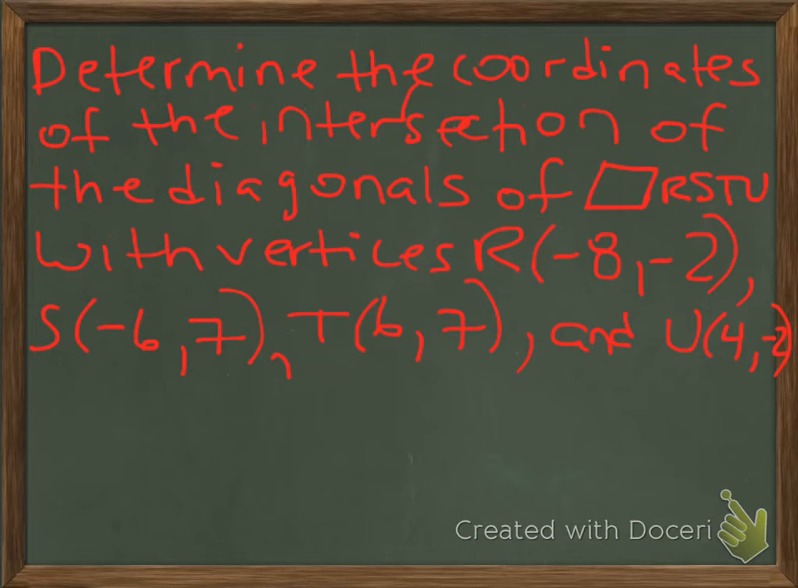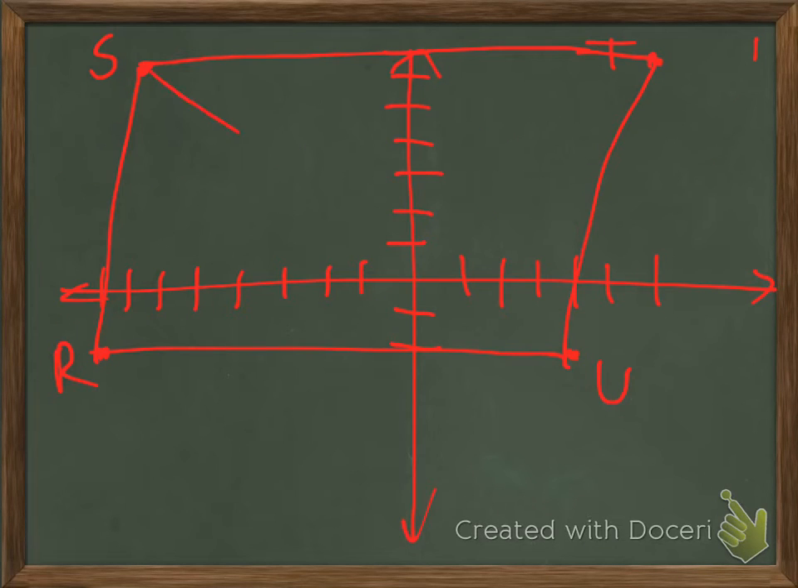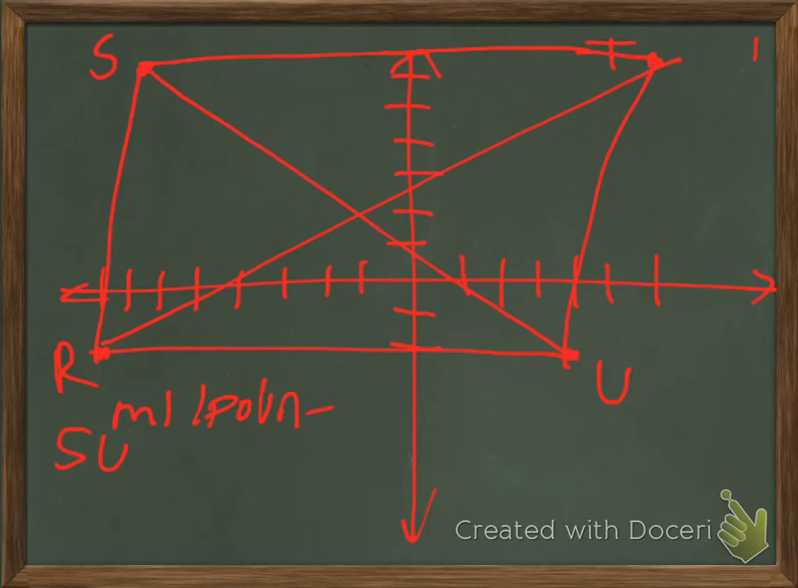And to find the intersection of the diagonals, really we're just looking at the midpoint of SU and the midpoint of TR, which should be the same. So we just need to find the midpoint of SU. And the midpoint formula, just in case you forgot, is adding up the x's, divide by 2, comma, adding up the y's, divide by 2.